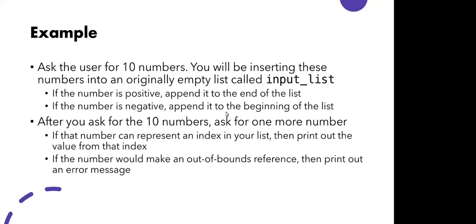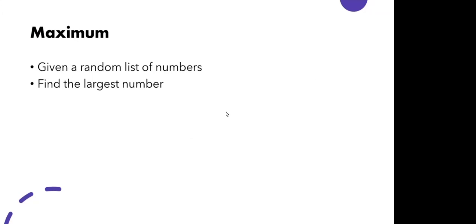So the next thing that we're going to do is loop through lists. This is a very common algorithm that you will be required to know, especially if you decide to do computer science, especially if you're going to be taking AP Computer Science A next year or in the following years. You will 100% have to know this. Given a list of random numbers, you have to find the largest number.